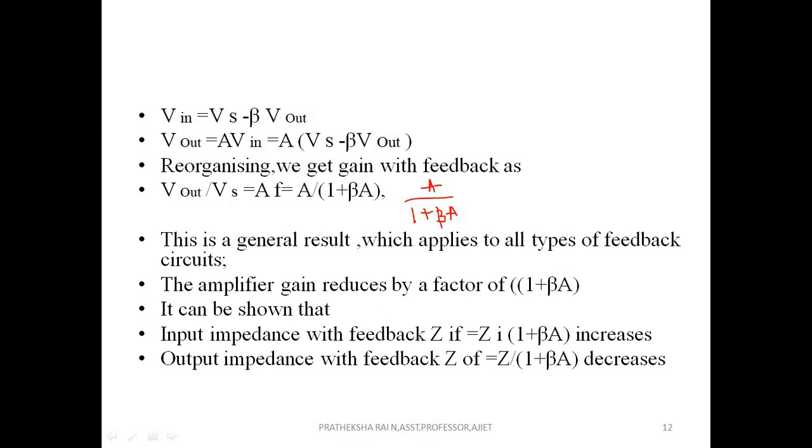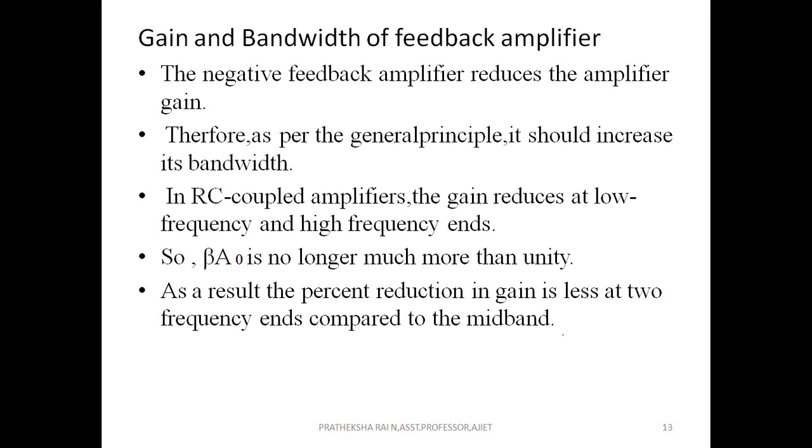From this we can show that the input impedance with feedback, since it is in series, will be increased by this factor: Zi into 1 plus beta A. Output impedance will be reduced by the factor Zo divided by 1 plus beta A. Then you have to write the gain and bandwidth of the feedback amplifier. As we have seen from the equation, the negative feedback amplifier reduces the amplifier gain. Therefore, as per the general principle, since the gain is reduced, it should increase its bandwidth.